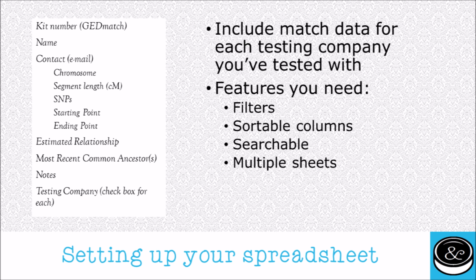And the features that you need to be looking for in a spreadsheet software are filters, sortable columns, they need to be searchable, and depending upon how you want to go about organizing things, you may want a spreadsheet software that uses multiple sheets. And I know that that's something you can find in Excel at the bottom. You'll see the little tabs that say Sheet 1, Sheet 2, and you can organize those, which I'll talk about in a little bit. And I know that Google Sheets also provides that same type of feature.